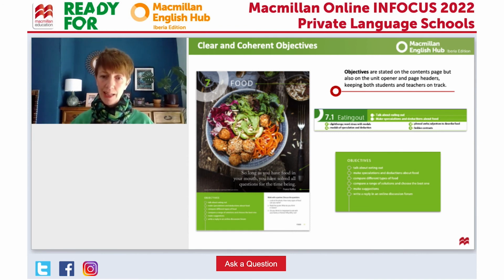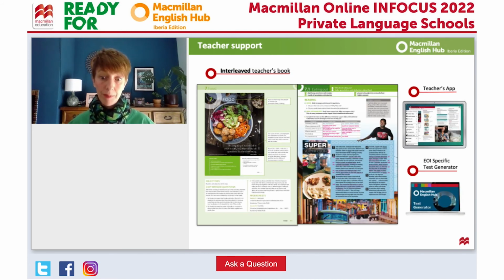And I would suggest a little bit of self-reflection at the end, students coming back to this at the end of the unit and using it as a little checklist. Did I meet these learning objectives? Am I happy, or do I need to work in some area a little bit more on that? So that's a big part of Macmillan English Hub.